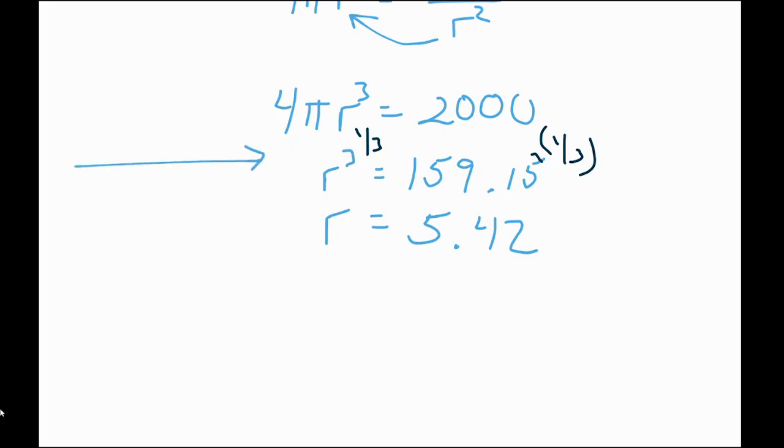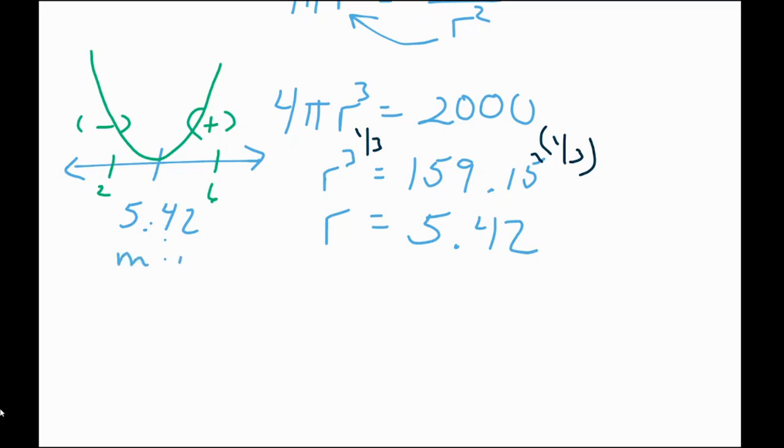Now, is that really the minimum radius? Well, these number lines still exist because we're still finding a critical point. It's just more like a critical radius. So I can plug some numbers in on this side and on this side, plugging them back into the derivative. I'm not going to show all that this time, but if you plug in 2, you get a negative. If you plug in 6, you get a positive. So I end up with a graph that goes down and then goes back up, which gives me sort of proof that 5.42 is a minimum.